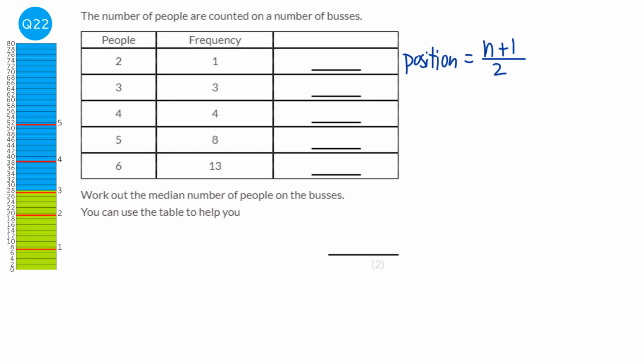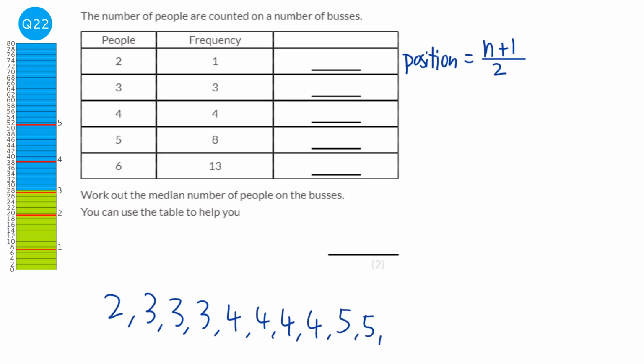Now we need to figure out where these numbers are in this list. The first number is a 2, and there is 1 of those. The next number is a 3, and there's 3 of those, so 1, 2, 3. The next number is a 4, and there's 4 of those, so 1, 2, 3, 4. The next numbers are 5, and there's 8 of those, so 1, 2, 3, 4, 5, 6, 7, 8. And the next numbers are 6, and there's 13 of those. Now I'm not going to do all of them, because we're not going to be working out the median by writing out all the numbers, but I do want to show you where these numbers are coming from.